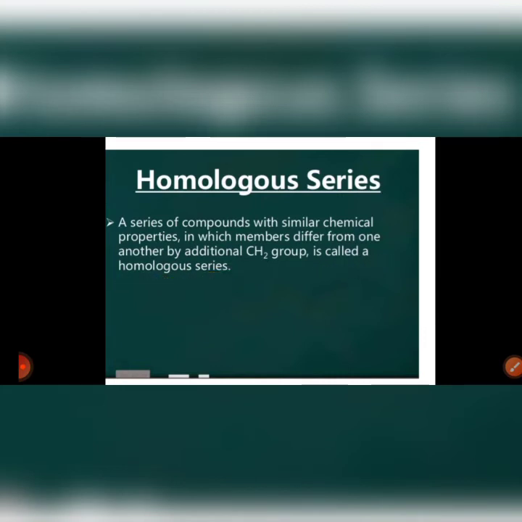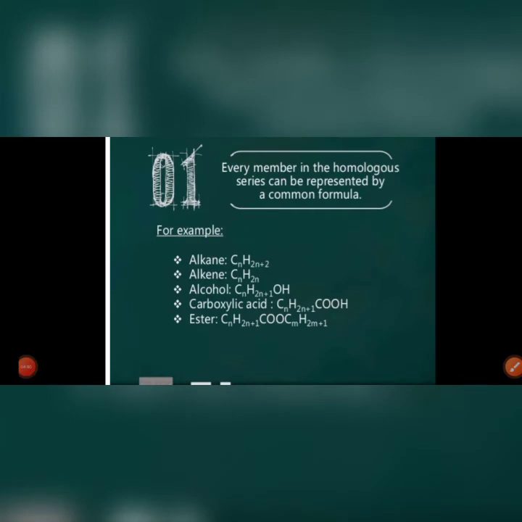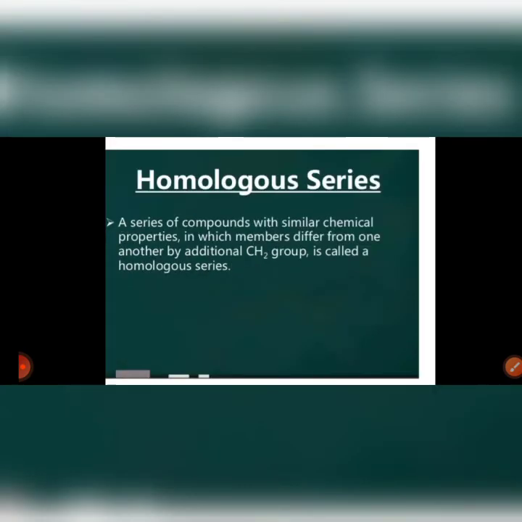Let us understand it by an example. In a homologous series, there is a general formula for each and every series. For example, if you are making the homologous series of alkanes, they will have a general formula. If you are forming the homologous series of alkenes, they will have the general formula CnH2n. For carboxylic acids, this particular general formula is used, and for esters, this one. So as a whole, we can say that every homologous series has a general formula.